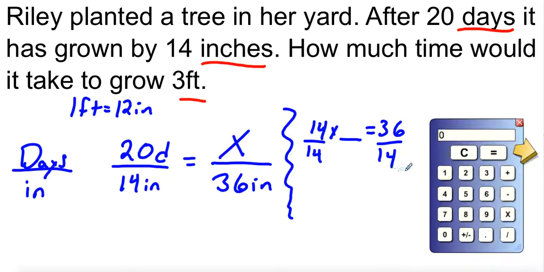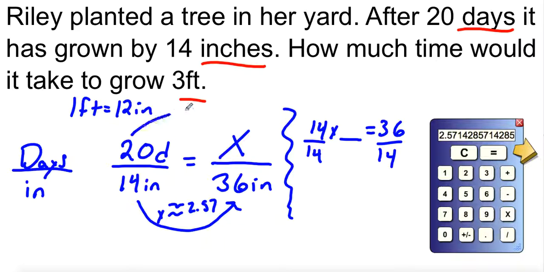Now I can reduce this, but you should be aware that on the assessment you will be allowed a calculator. So what I'm going to do is just save myself some time, divide 36 by 14, and that's going to give me this very long, crazy number. All right. Now, because this is my scale factor, I'm going to multiply 14 by this number. I'm just going to say that it's about 2.57. And I'm going to multiply this by 20.